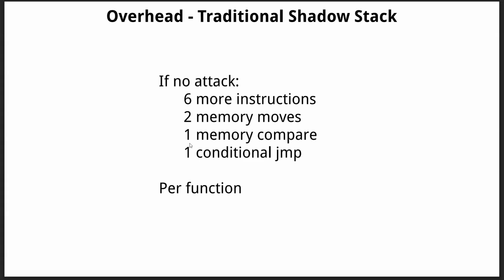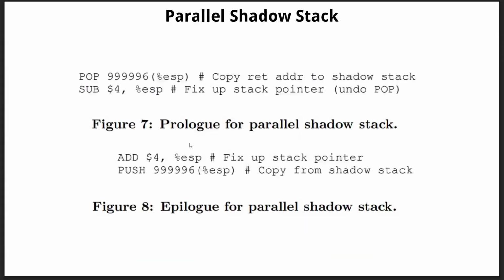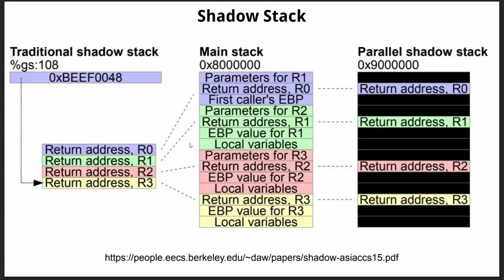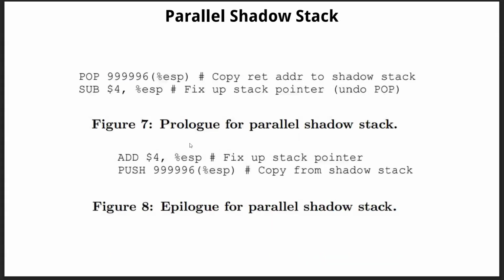Another approach is a parallel shadow stack. This one will be a little bit faster. The assumption here is there is a fixed distance between the return address at the main stack and the return address at the shadow stack. Then to save, we just need one instruction. We just pop ESP to a fixed address.